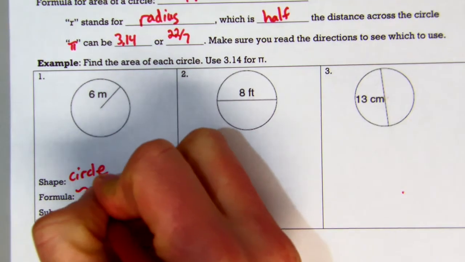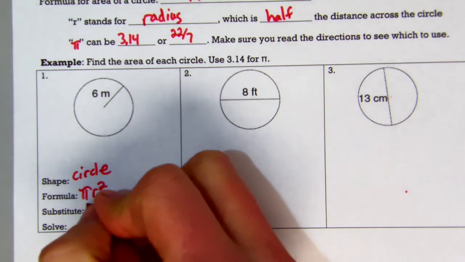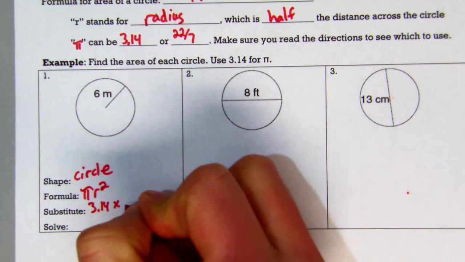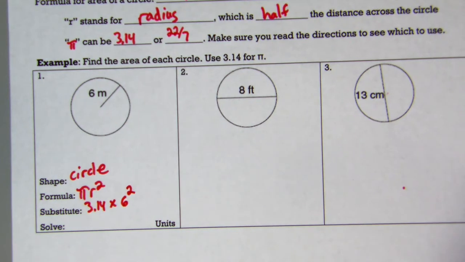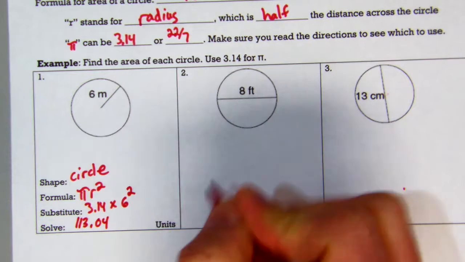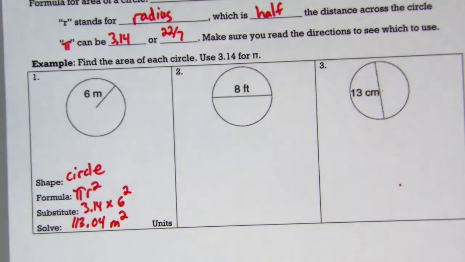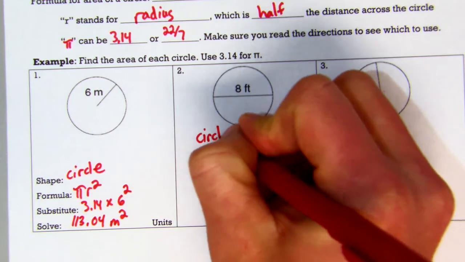Write our formula, pi r squared. We're going to substitute in 3.14 times 6, my radius, squared. I'm going to go ahead and solve it out, and I get 113.04 meters squared.